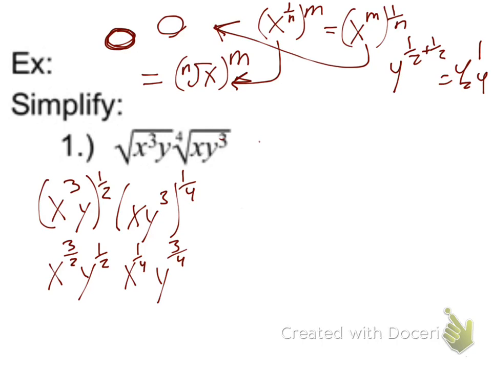Yes? Yep. And now I can use my exponent rules and put the like terms together because we're multiplying. I'm multiplying my x's. I'm multiplying my y's together. So when you have the same base being multiplied together, you do what to exponents? Add. So we get x to the 3/2 plus 1/4, y to the 1/2 plus 3/4.